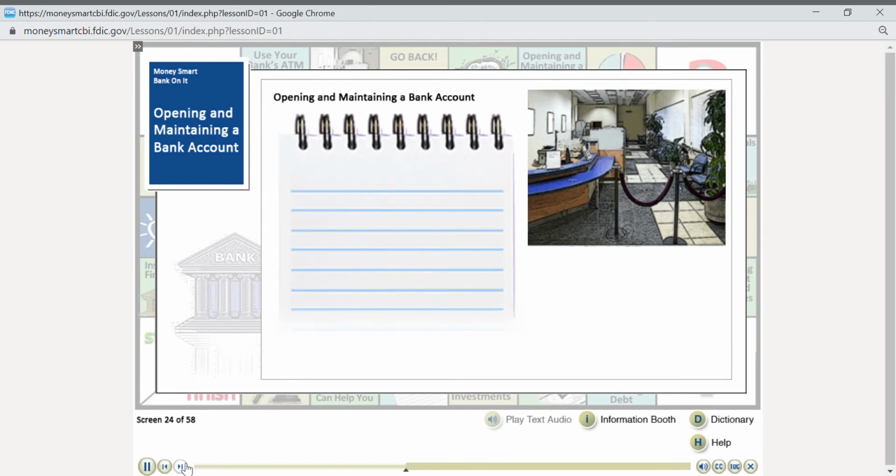Once you have decided what kind of bank and bank account you need, there are 4 steps to opening and maintaining a bank account. The first step is to open the account. The second step is to make deposits and withdrawals. The third step is to keep track of all the money that is deposited into or is taken out of the account. And the final step is to keep track of your balance.